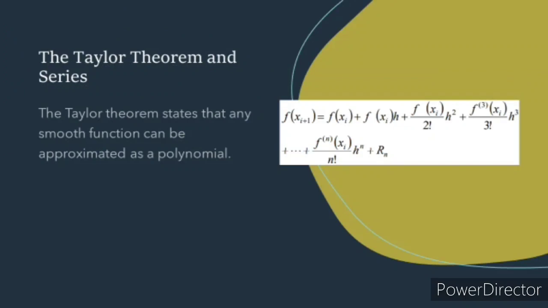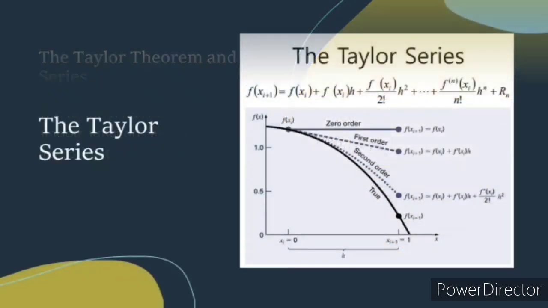And then we proceed to the Taylor theorem and series. The Taylor theorem states that any smooth function can be approximated as a polynomial. And the Taylor series provides a means to express this idea mathematically. You have here the Taylor series, see here in the graph. The function value at x_{i+1} can be approximated by the information of the function at x equal to x_i, which is close.